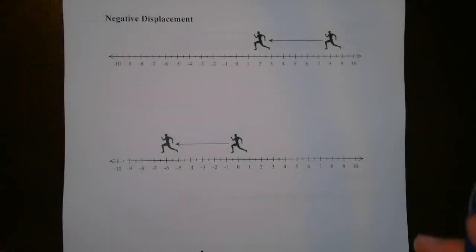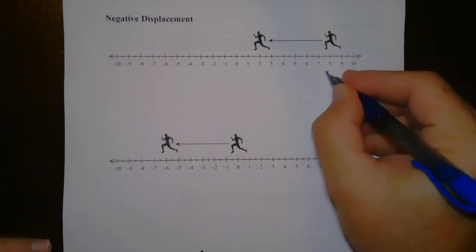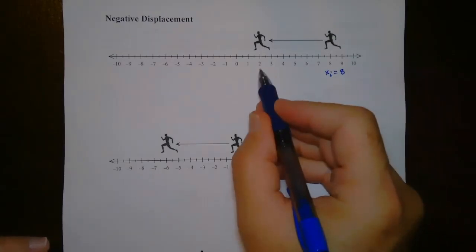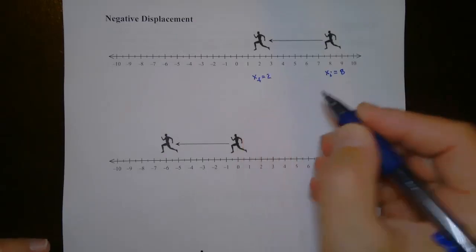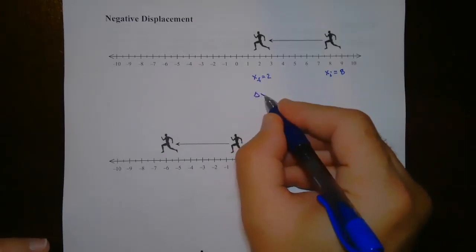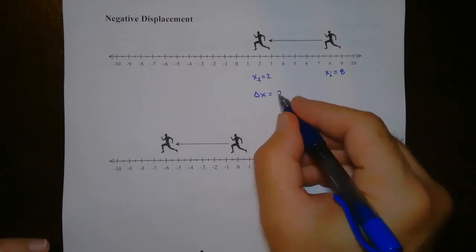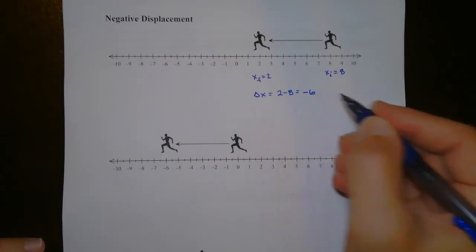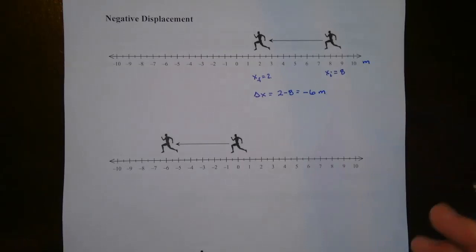In this case, we start right here on the right-hand side, let's say at 8. So x sub i is equal to 8, and we end up here at 2. So x sub f would equal 2. That means my displacement, delta x, would be 2 minus 8, and 2 minus 8 is -6. Again, this is in meters, so -6 meters.